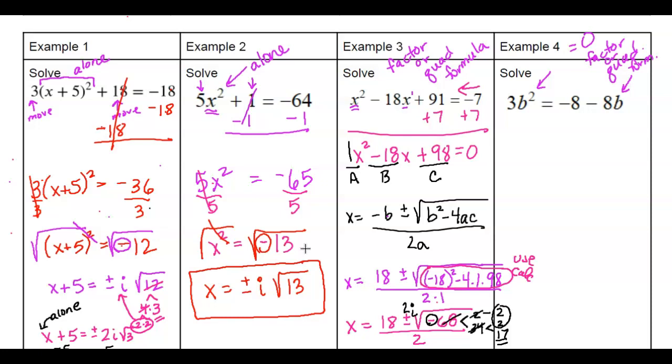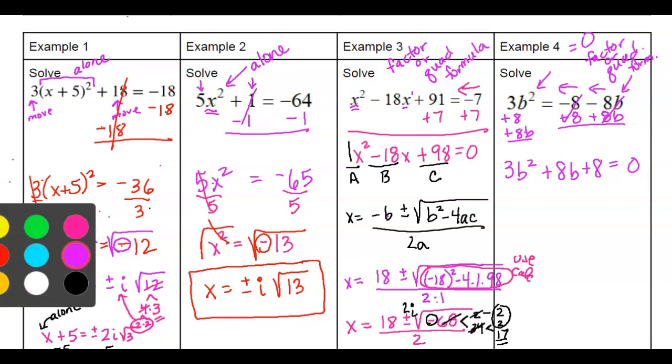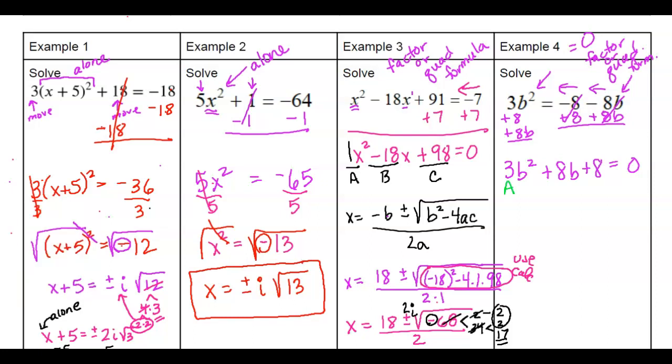So either way, I want to get everything to one side. I'm a big fan of leaving the b squared term positive. So since it's already a positive 3, I'm going to choose to move 2 terms this time to the other side by doing the opposite. So plus 8 plus 8b. So we do get 0, and then I just write these in the order. So 3b squared, then I write the 8b, and then I write the 8. Okay? So we know that a is 3, b is 8, and c is 8.